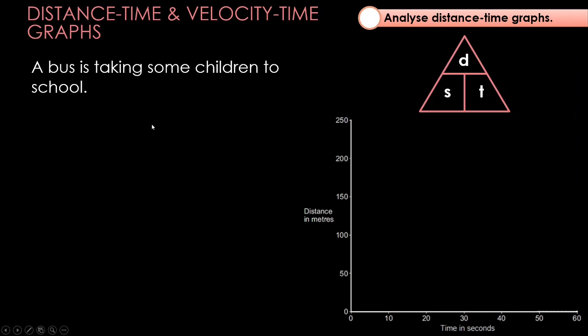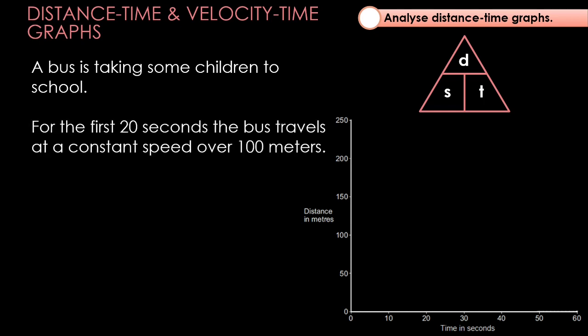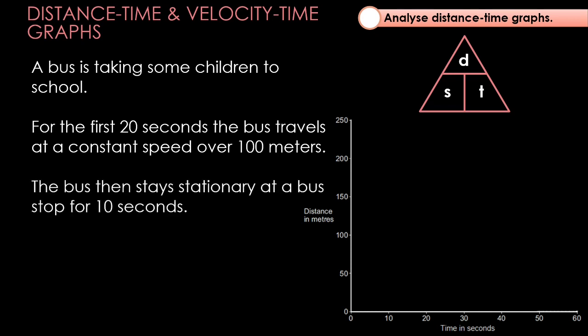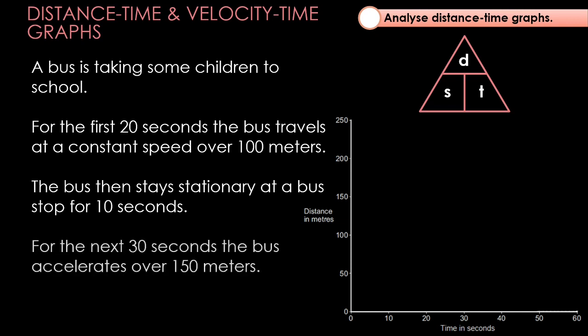Let's have a look at this example. A bus takes some children to school. For the first 20 seconds of the ride, it travels at a constant speed over the course of 100 meters. The bus then stays stationary, so it's at rest. There's no speed, no velocity. And it stays there for 10 seconds. For the next 30 seconds, the bus accelerates, and it does this for the next 150 meters.